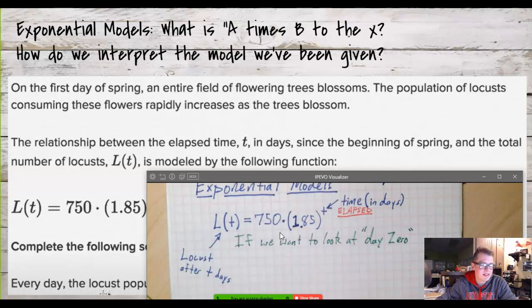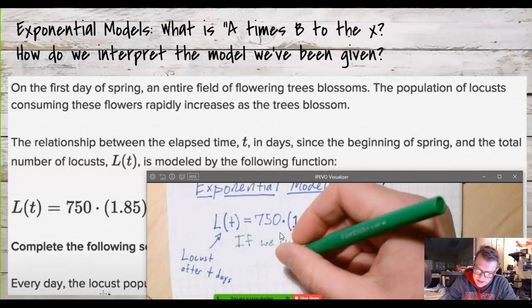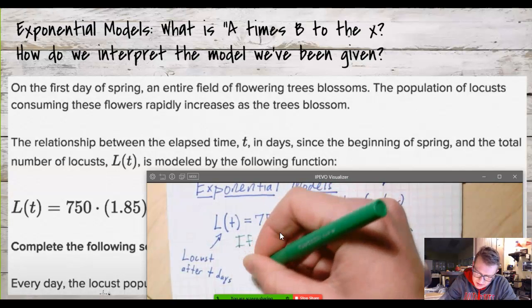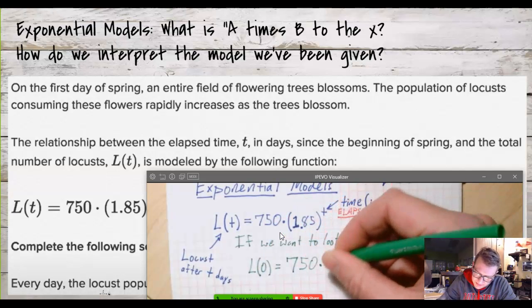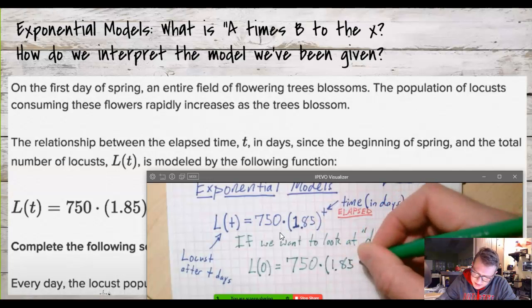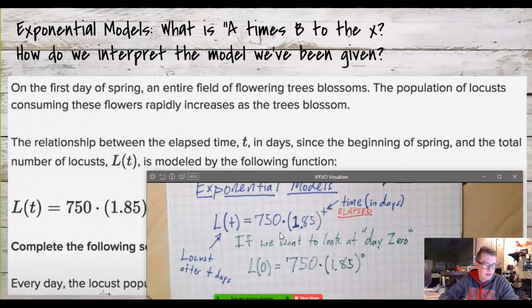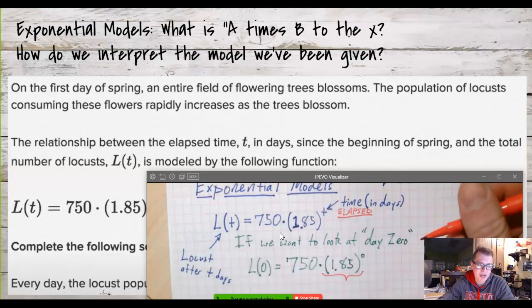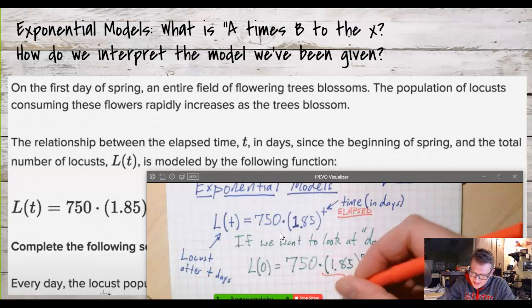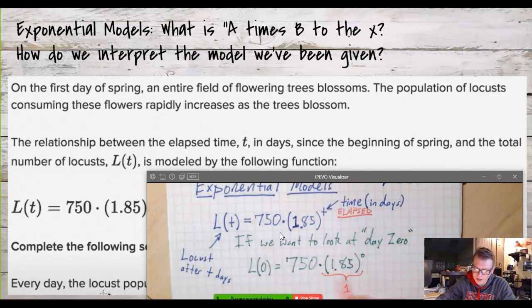Please make sure that we write down that important detail, that T is time elapsed. So if we want to look at day 0, that's our beginning, right? That's when the situation started. And if we want to look at day 0, that turns our function into L of 0 equals 750 times 1.85 to the 0. Now this is where this gets fun. What is any number to the 0 power? 1, right? So if this is 1, then what does multiplying by 1 do?